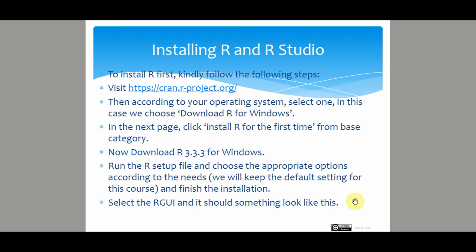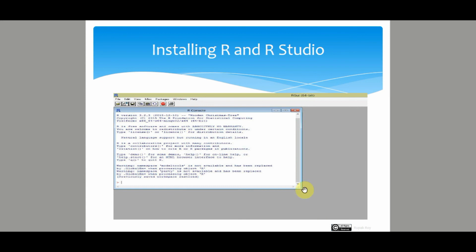Now, to install R, first visit the official website. Then, according to your operating system, select one. In this case, we choose Download R for Windows. Then, on the next page, click Install R for the first time from the Base category. Now, download R 3.3, run the setup file, and choose the appropriate options according to our needs. For now, we will keep the default settings and finish the installation. Select the R GUI and it should look something like this.